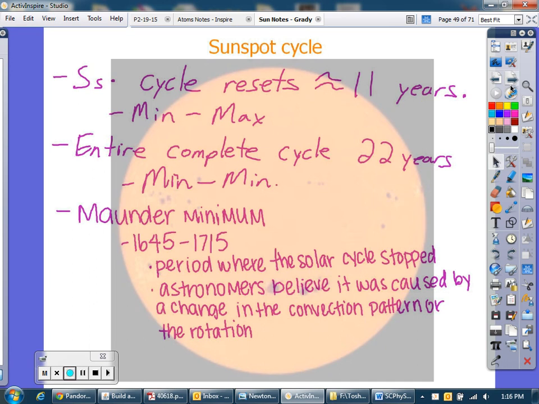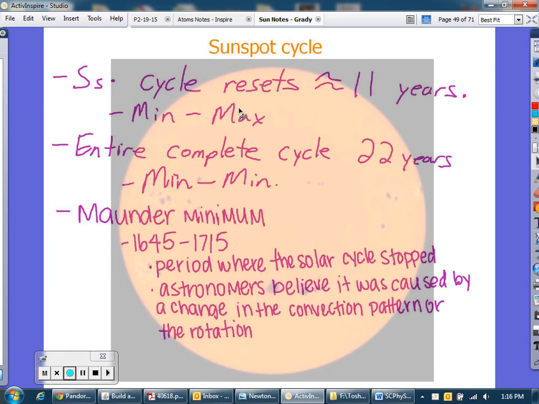The sunspot cycle is 11 years. Now that's going from minimum to maximum. The entire complete cycle is 22 years from minimum to minimum. On the test, everybody wants to know this: on a test or any kind of assessment, I want to ask you what the sunspot cycle is going to be. It's going to be 11 years. It's not a trick question. The sunspot cycle is 11 years, but that means from minimum to maximum.